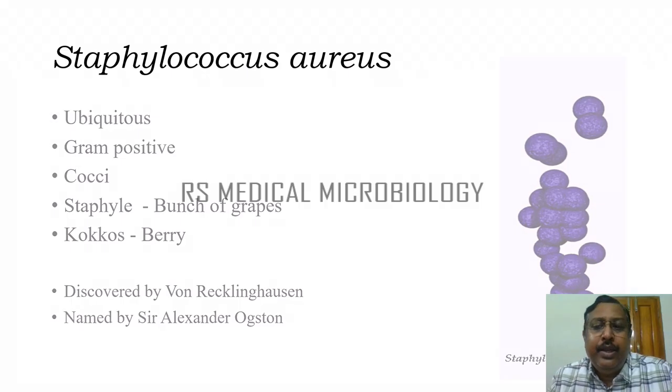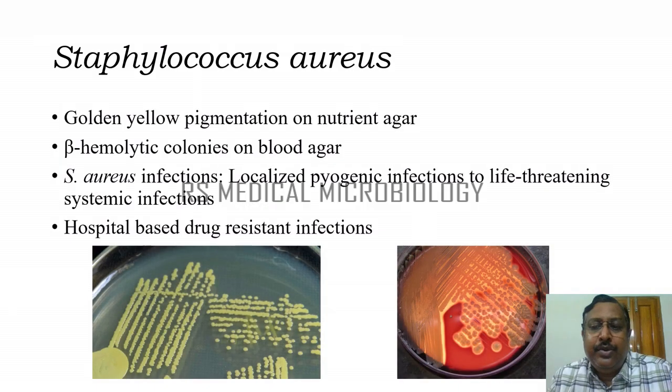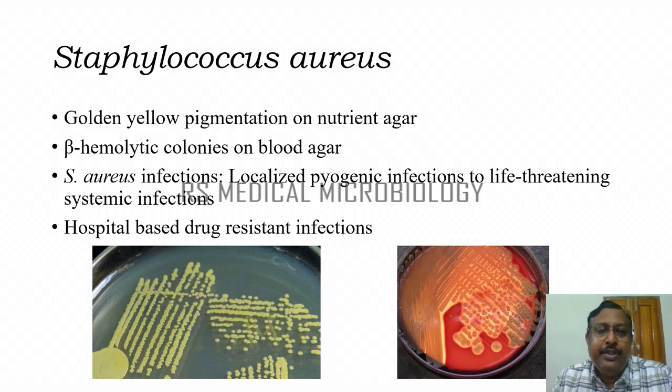Now, when you look at these particular bacteria, they form golden yellow colonies on nutrient agar. They are beta hemolytic when you grow them on 5% sheep blood agar. They can cause a wide range of infections, like I told in the starting, from localized small soft tissue infections to life-threatening infections, and it's one of the most feared organisms in a hospital-based setting.